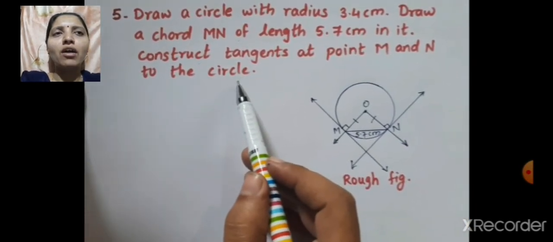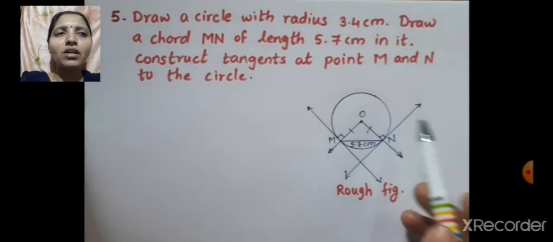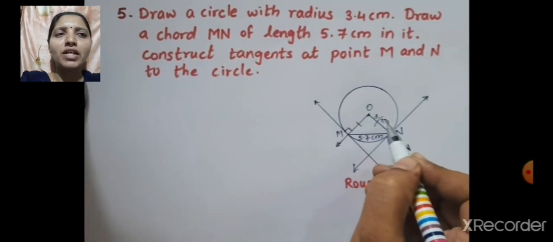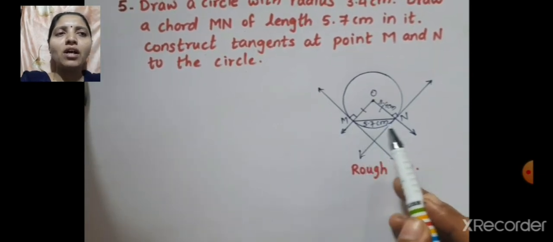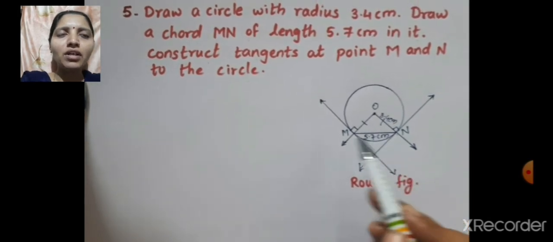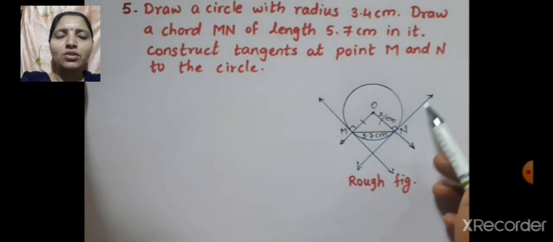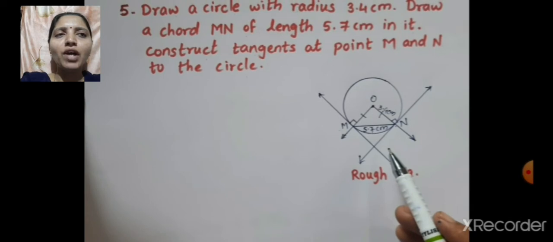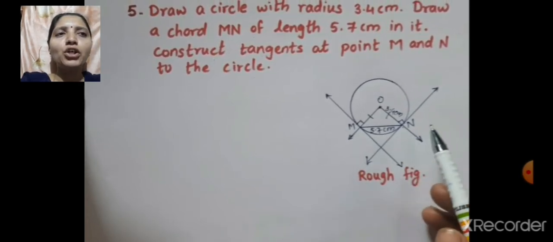According to this information, I have drawn here a rough figure. In this rough figure, I have shown a circle with center O with radius 3.4 centimeter, chord MN of length 5.7 centimeter, and at M and N I have drawn two tangents. So this is the rough figure, and according to this rough figure we are going to draw the fair figure. Now here two conditions are there.